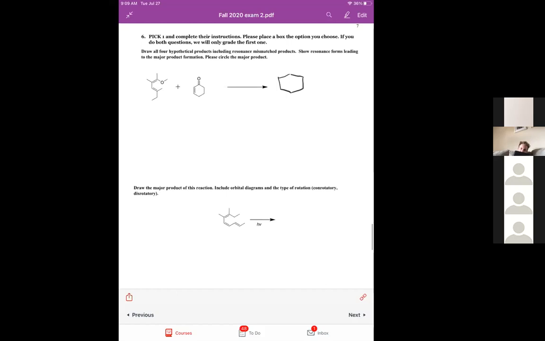Also, for this section of the exam, I'm going to make you guys do both of them. Just as a heads up, so you're not thrown off guard by that.